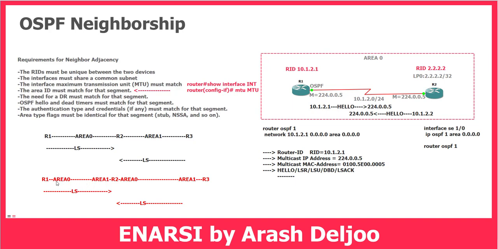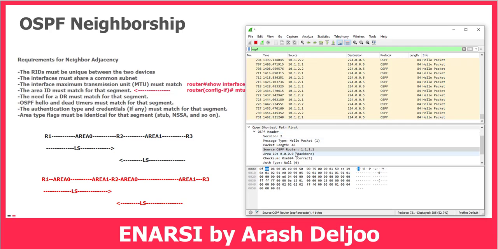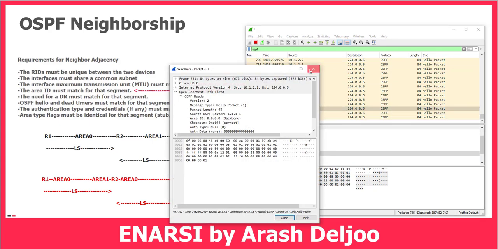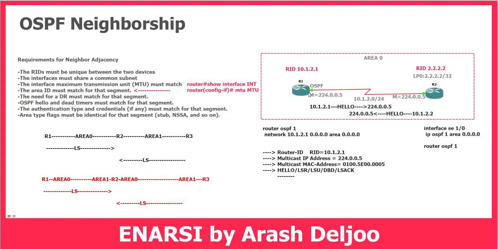Because of that, we should ensure that the area ID that we are configuring between router 1 and router 2 is the same. Here in the OSPF hello packet, you can see that we have the area ID. The area ID is 0.0.0.0, meaning backbone, in the hello of router 2 and in the hello of router 1. It is so important that we are using the same area ID between two routers.